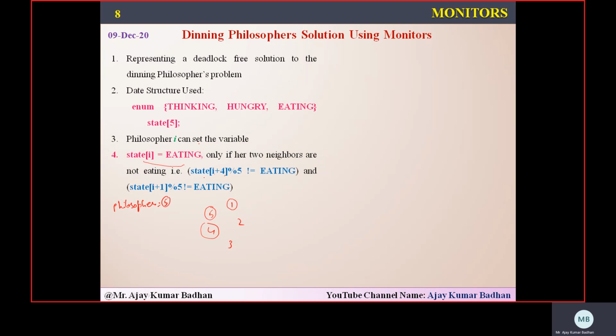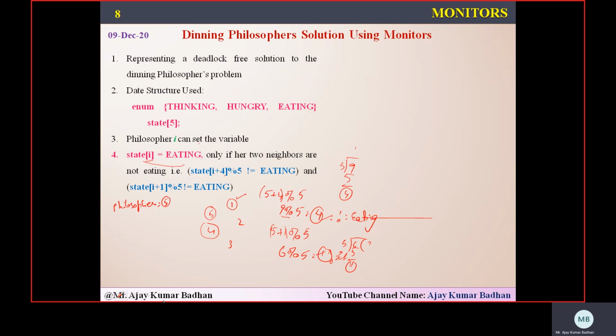See here, i plus 4. So i is 5. (5 plus 4) % 5. So 9 % 5, how much are you going to get? It's a modulus, remainder. 5 ones are 5, so 9 minus 5, what is the output you are getting? 4. So if the fourth philosopher is not equal to eating, and what is the next one? Philosopher 1. So that you are going to get here. See, (5 plus 1) % 5. So 6 % 5, what is the output you are going to get? 5 ones are 5, so 1. So not equal to eating. When these 4 and 1 are not eating, then only we can set the state of the fifth philosopher as eating. That is what he means to say.